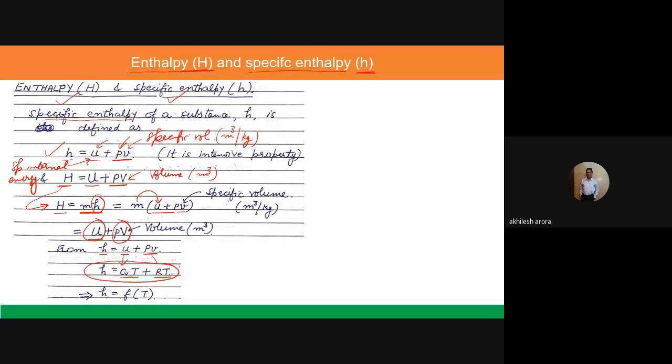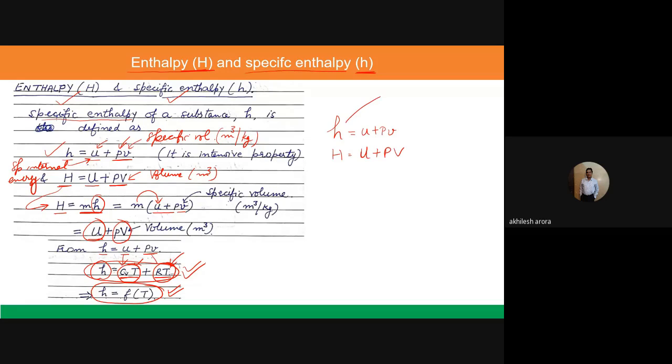So H is equal to CVT plus RT. Okay. Now you see, if we talk about the enthalpy, CV is a property and it's an internal energy, so it's a function of temperature. Similarly, in that RT also there is temperature. So basically we can say the enthalpy or specific enthalpy is a function of temperature. So once again, for your purpose, you should remember this equation: H is equal to U plus PV, or capital H is equal to capital U plus P into V.